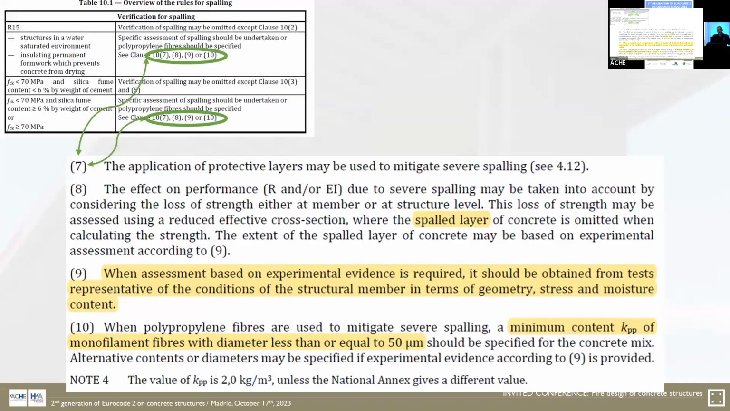Now, point 9, I should mention, when assessment based on experimental evidence is required, it should be obtained from tests representative of the conditions of the structural member in terms of geometry, stress, and moisture content. This is a sentence which is very clear. Clearly, it paves the way to different possible test methodologies as regards spalling. To my knowledge, there is still no general consensus on what the best spalling test is. There are certain proposals. I have a colleague in Milan who is a big expert in spalling. He's now running a PhD thesis on the topic.